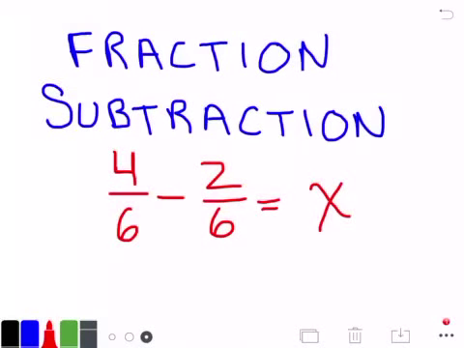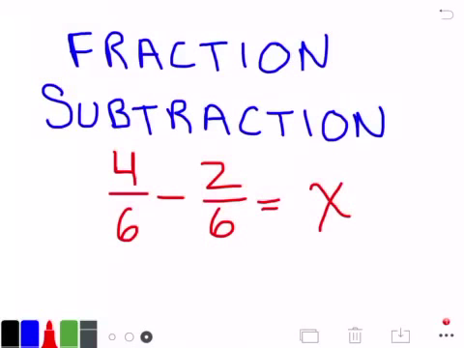Okay, guys, another edition here of a quick screencast. You can see this one's going to be dealing with fraction subtraction. And we're starting with a number model here of 4/6 minus 2/6 equals x. I'm going to start out by showing you this represented with fraction bars so you can see what is actually happening when you take 2/6 away from 4/6. And then we're going to get into some without fraction bars.